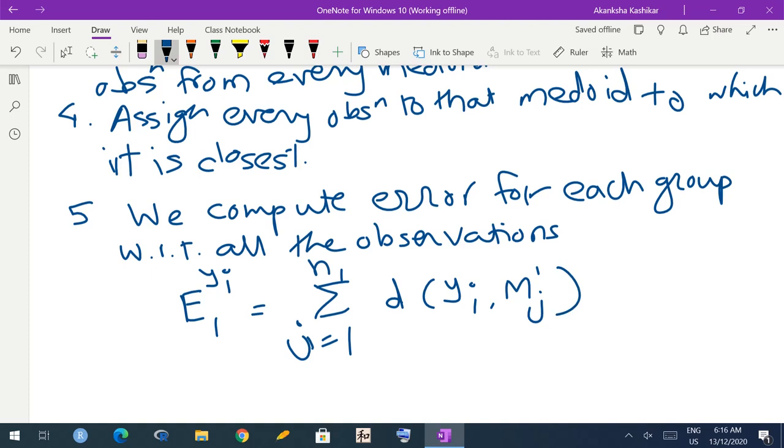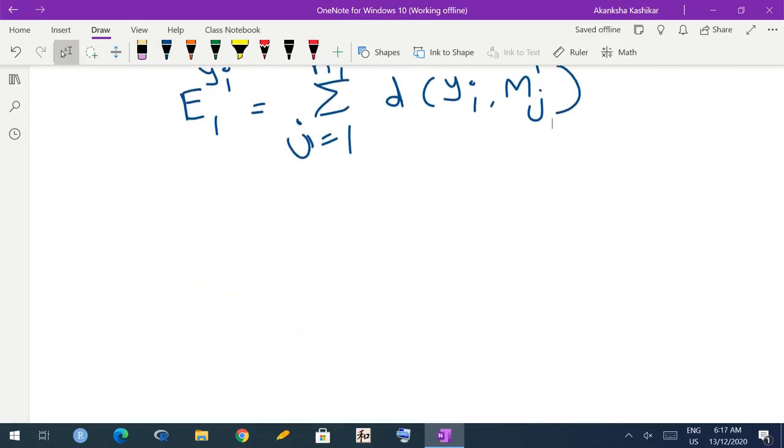So basically you are taking yi's only, but which yi's? You are taking those observations which are in the first group, and then you are taking the sum over distances. Because we are taking the sum over distances, we don't need actual observations. We just need distances. So even if you have categorical data, as long as you can compute distance, you are fine. So for every yi, I will compute the distance between yi and other observations, and add those distances for every group. This is the error for the first group. Same thing we have to do for the second group, third group, and so on.